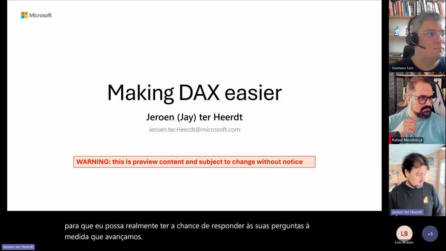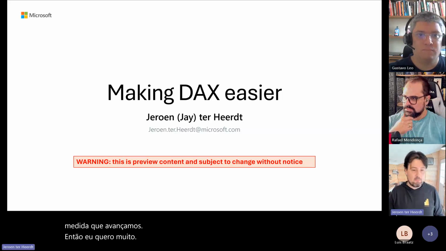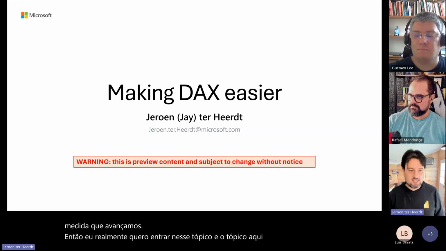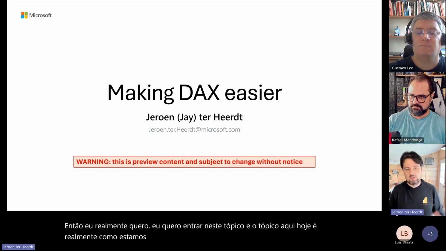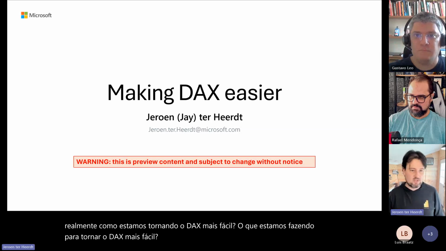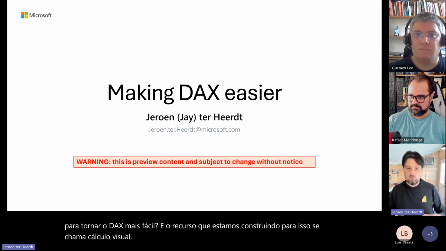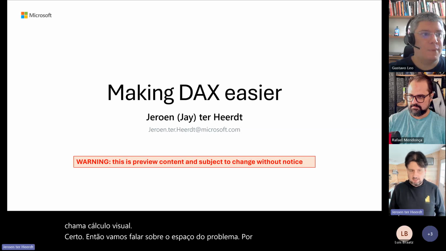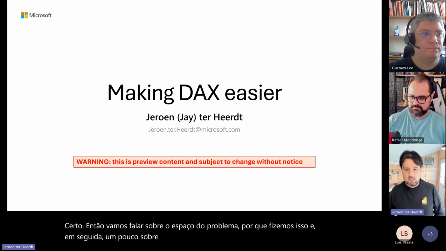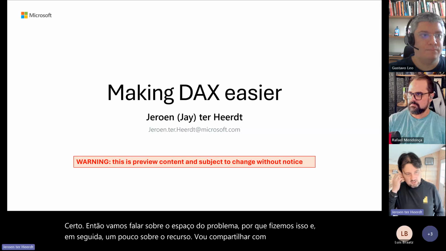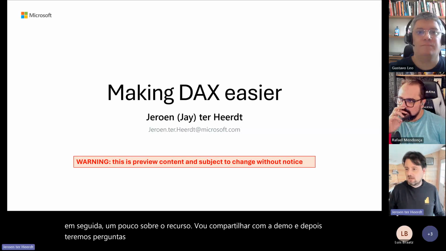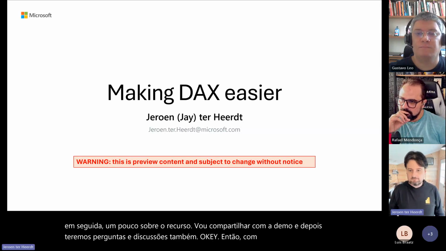So I really want to jump into this topic, and the topic here today is really how are we making DAX easier? What are we doing to make DAX easier? And the feature that we've been building for that is called visual calculations, right? So we'll talk about the problem space, why we did this, and then a little bit about the feature. I'll show a demo, and then we'll have questions and discussions as well. Okay. So with that, let's just get into this.